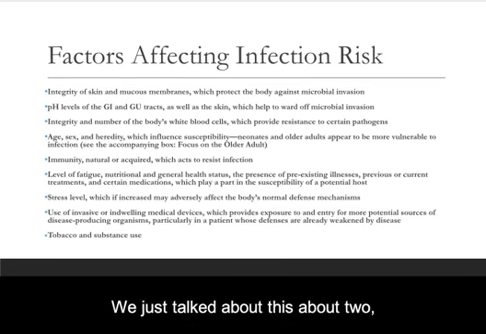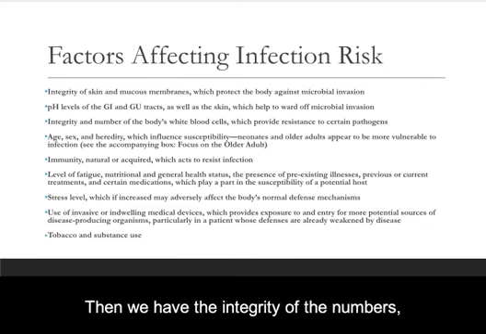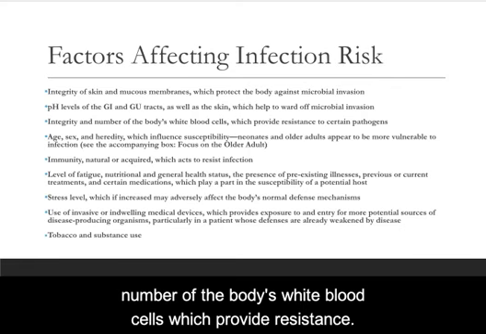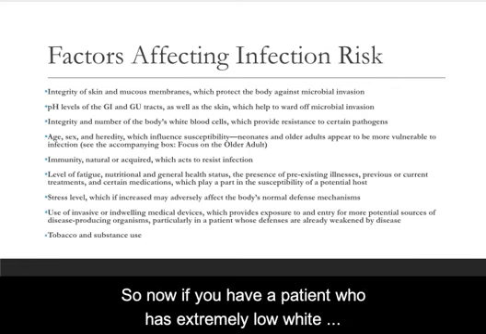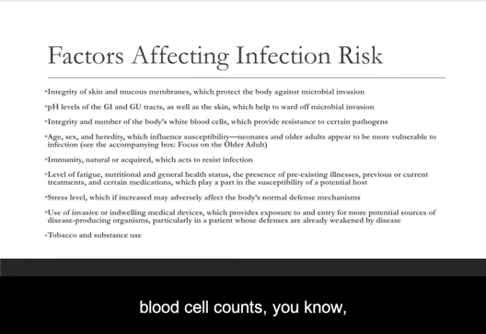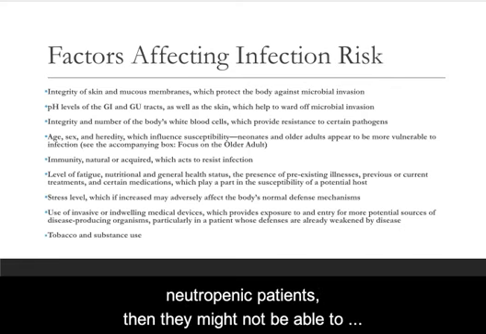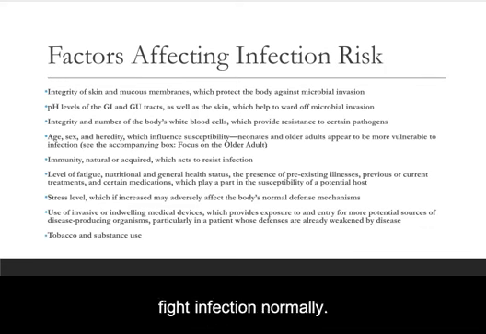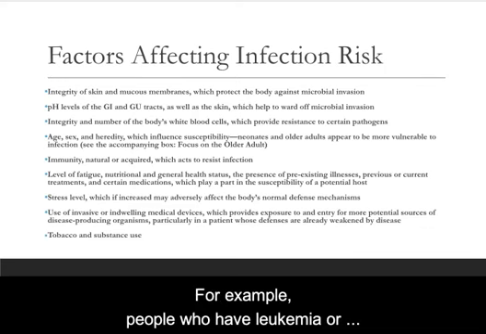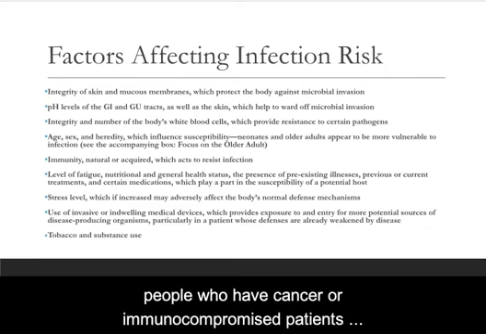We just talked about this about 2-3 slides before this. Then we have the integrity of the number of the body's white blood cells, which provide resistance. So now if you have a patient who has extremely low white blood cell counts, neutropenic patients, then they might not be able to fight infection normally. For example, people who have leukemia or people who have cancer or immunocompromised patients.